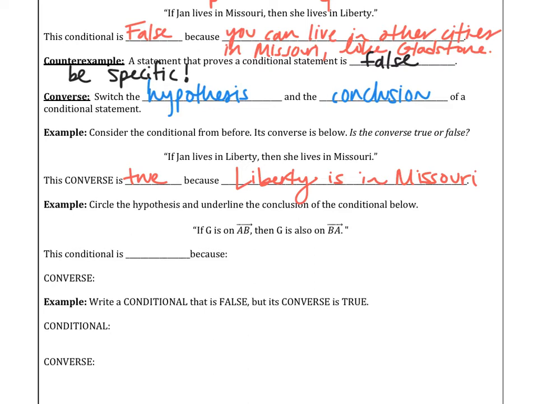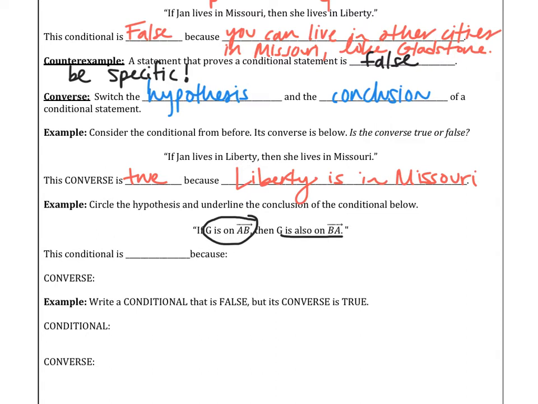All right, let's circle the hypothesis and underline the conclusion on the conditional below. If G is on ray AB, then G is also on ray BA. Circle the hypothesis and underline the conclusion. So my hypothesis is this first part that comes after the if. Notice I did not circle if because the hypothesis is that G is on AB. Then the conclusion: G is also on BA. So when you go to look at conditional statements, remember it's if, hypothesis, then conclusion.